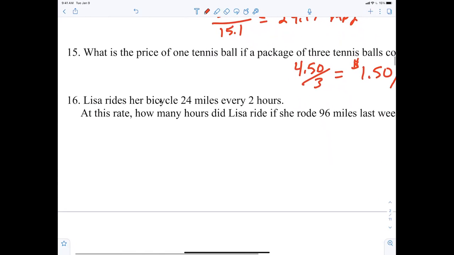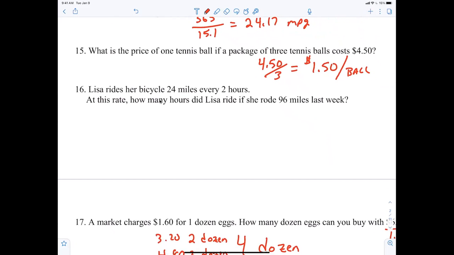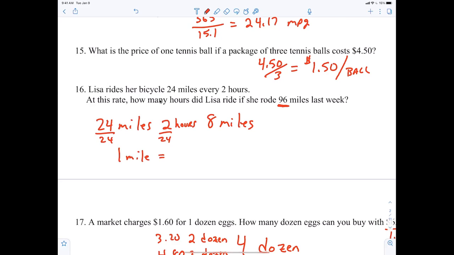All right, help me out with 16. This one's kind of tricky. Claire, 8 miles? Very, very good, actually. Does anybody have any questions with 16? How did you get 8? All right, one way to do it is this. If you can do 24 miles in 2 hours, and I'm trying to figure out how many hours 96 is, I can just divide by 24. So 1 mile will equal 2 divided by 24. Do that on the calculator.